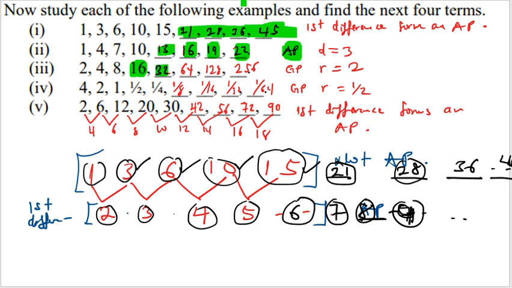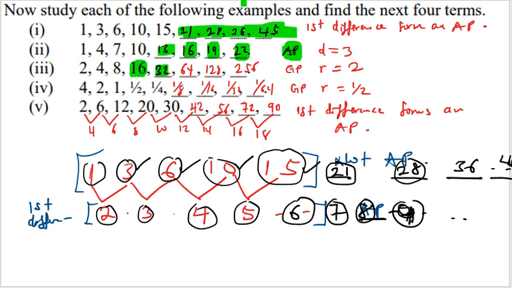Good. Now the next one is 4, 2, 1, 1 on 2, 1 on 4. This is also a geometric progression. Why? Because if I divide 4 by 2, I'll get 2. If I divide 2 by 2, I'll get 1. If I divide 1 by 2, I'll get 1 on 2. If I divide 1 on 2 by 2, I'll get 1 on 4. So we keep dividing by 2.